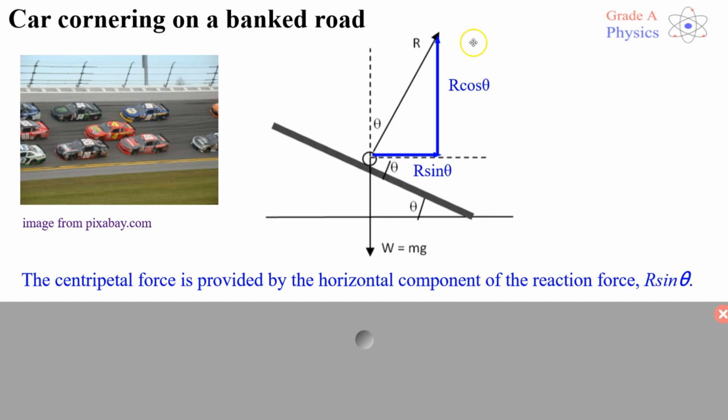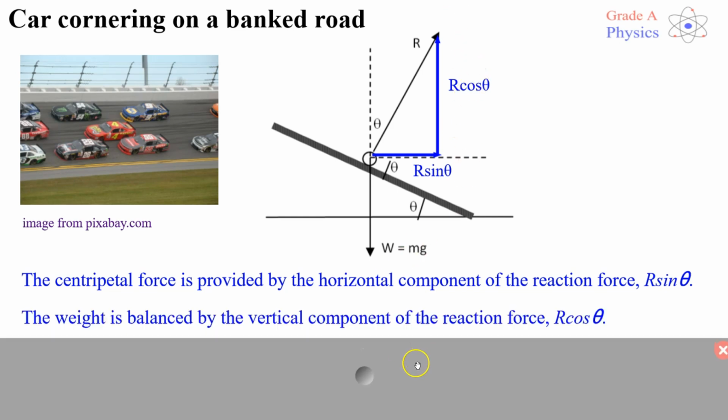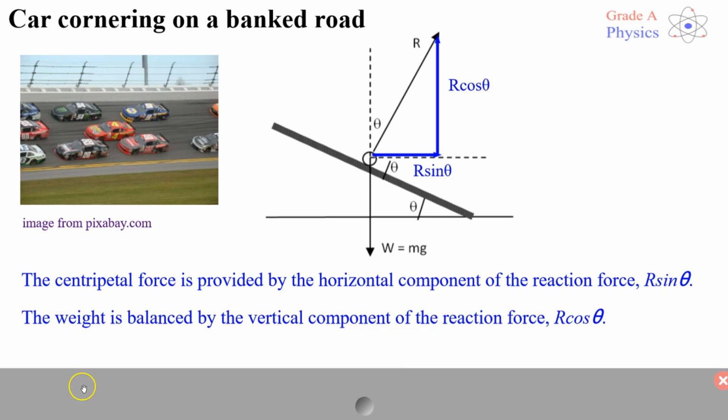But the vertical component is also doing an important job, as we saw previously. That is balancing the weight. So the weight is balanced by the vertical component of the reaction force, R cos theta. The calculations are going to be very similar to the ones on the previous screen with the conical pendulum. If we know the weight, then I can work out R cos theta, the vertical component. If I know m, v and r, I can find the centripetal force, which will be my R sine theta, and then I can work out theta, the angle from the vertical. Very similar calculations.